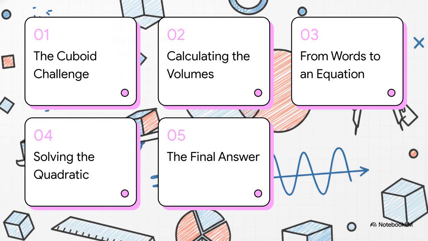So, here's our roadmap. We'll look at the cuboids, calculate their volumes, turn the problem into an equation, solve that quadratic, and then get our final answer. Simple as that. Let's get started.